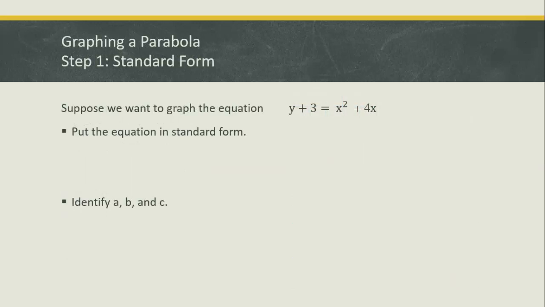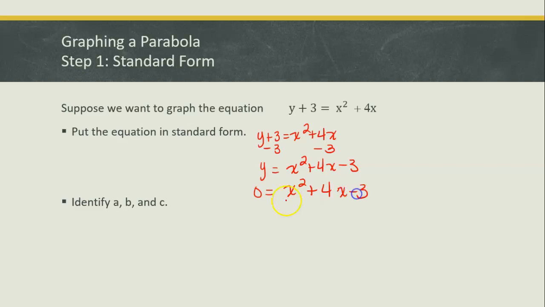So suppose we want to graph our equation y + 3 = x² + 4x. So the first step is to put this into standard form. So I want the y to be isolated. So I'm going to subtract 3 from each side. And so y = x² + 4x - 3, and then I want to replace y with 0. So we have x² + 4x - 3 = 0. a is our invisible 1 that's in front of our x², b is 4, and c is -3.